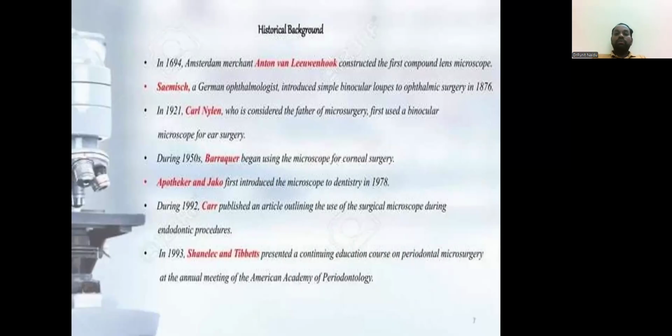The first microscope was introduced by Anton von Leeuwenhoek in 1694. Then it was further modified by Carl Nylund in 1921. He is called the father of microsurgery. Apotheker and Jacobs first introduced the microscope in dentistry in 1978. Shanelec and Tibbetts in 1993 presented a continuing education course on periodontal microsurgery at the annual meeting of the American Academy of Periodontology.